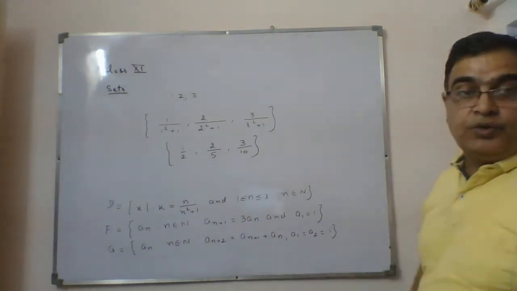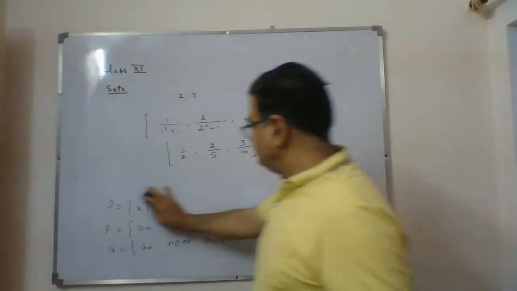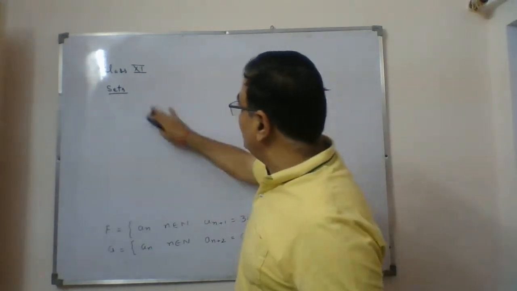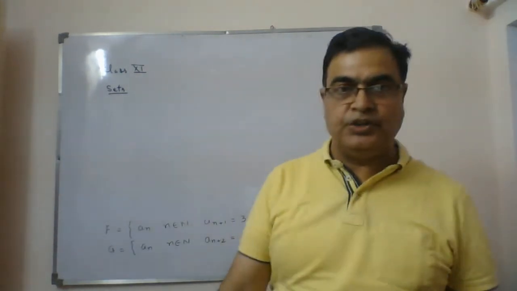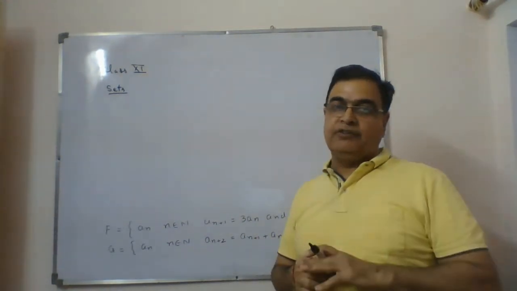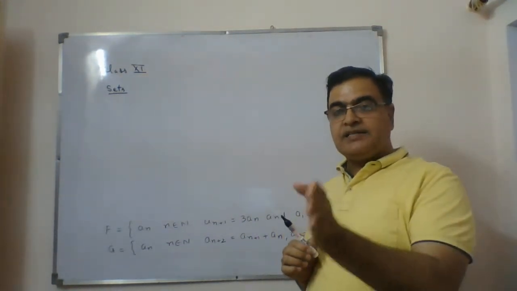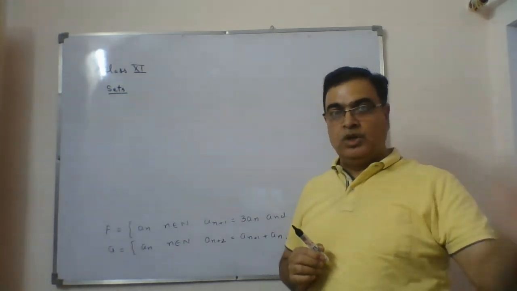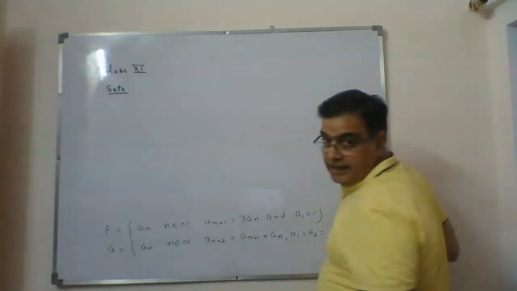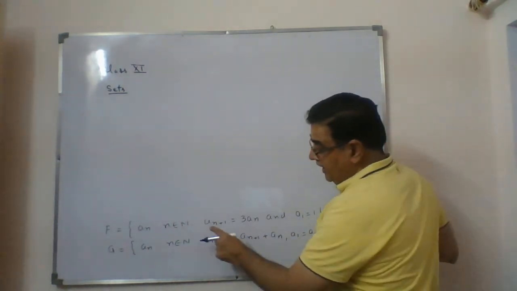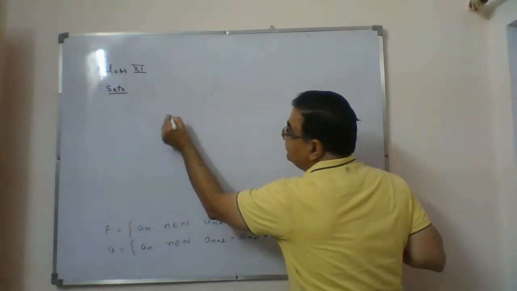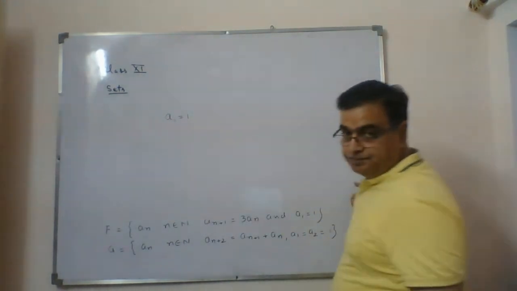Now this is an important one, F. Here in this case, if they say you write down the F set, this is relevant to your AP which you have done last year. AP has an as the nth term. So keep in mind that you should take an as the nth term, and what it says is that the first term is 1. So the first term a1 is 1.